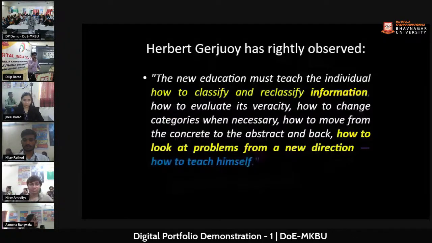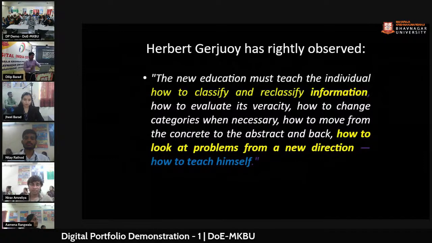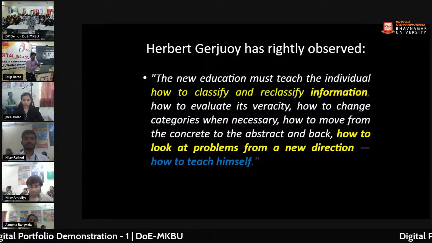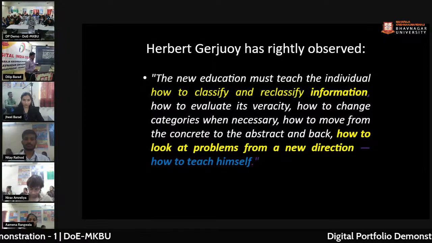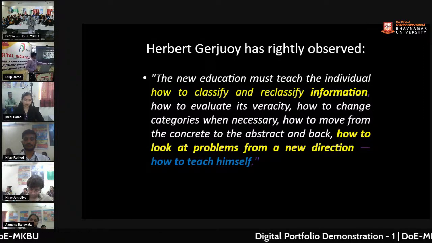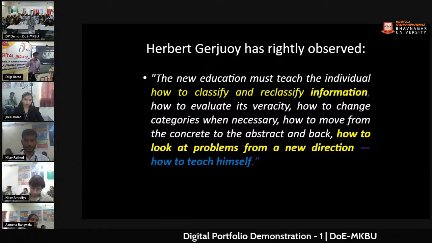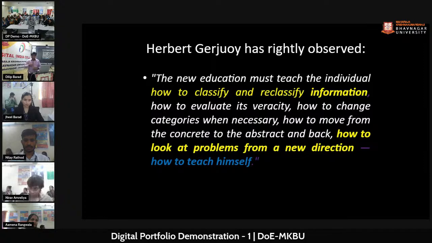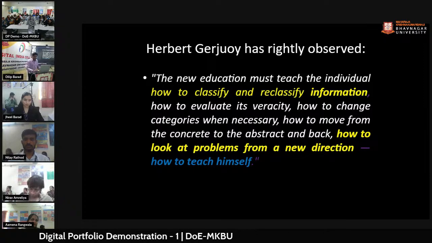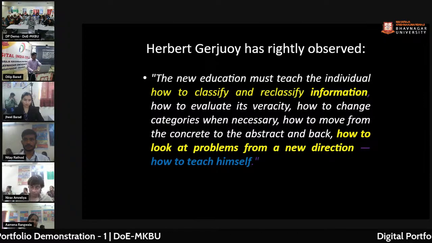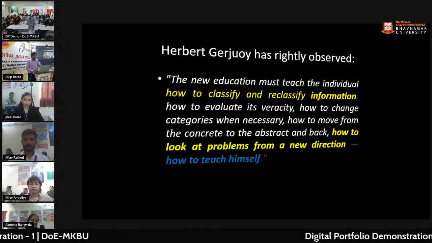Herbert Gerjuoy has also observed that the new education must teach the individual how to classify and reclassify information, how to look at problems from a new direction, how to teach oneself. Self-learning is very important, which we have referred to. That is what is supported here by other observers also.